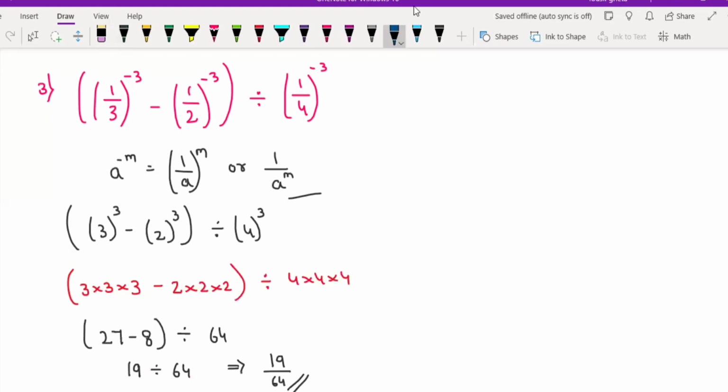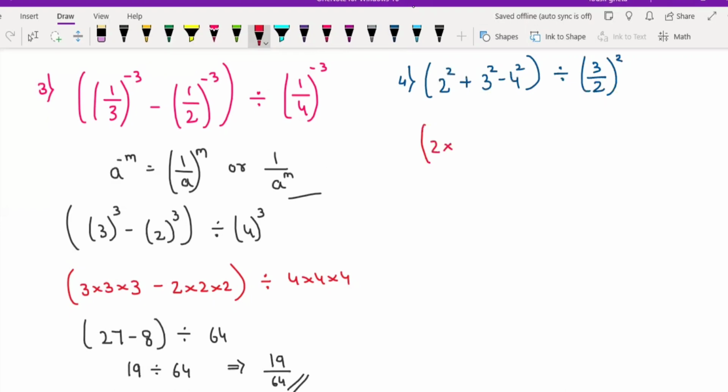So let us go with the fourth one. 2 square plus 3 square minus 4 square, divided by 3 by 2 whole square. In this problem, we just need to expand and get the value. 2 square, we can expand as 2 into 2, plus 3 square, we can write as 3 into 3, minus 4 square, we can write as 4 into 4. I'm just expanding for your understanding, or else we can write the answer directly.